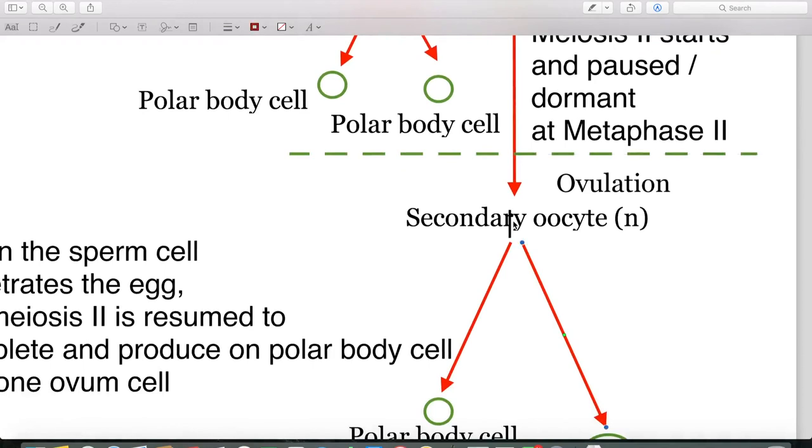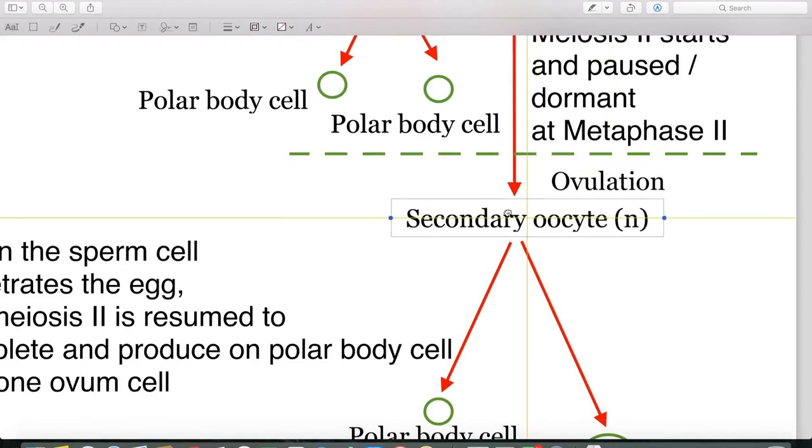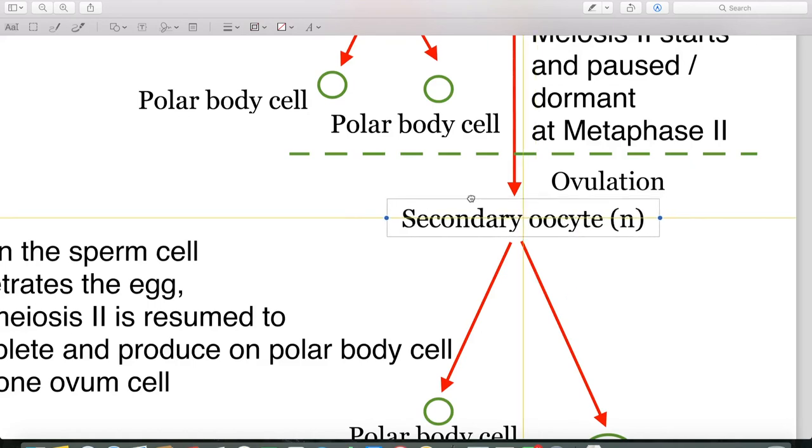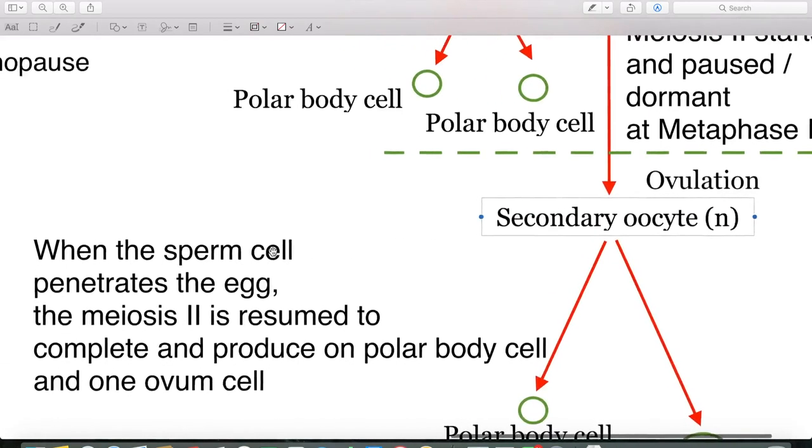Now, remember I told you what is released into the fallopian tube during ovulation? The egg containing the secondary oocyte. So this is the secondary oocyte that will get into the fallopian tube. It is not an ovum yet. This is the catch. Listen carefully. The secondary oocyte is packed in a ball of follicle cell tissue, which we call the egg. The egg containing the secondary oocyte is released into the fallopian tube on ovulation day.